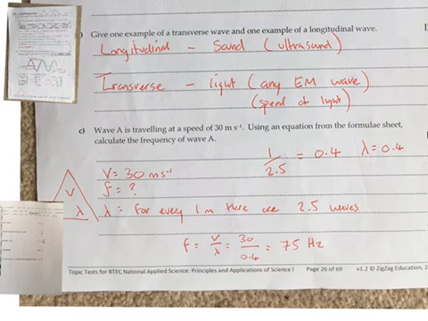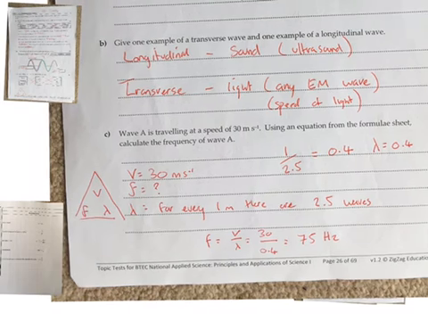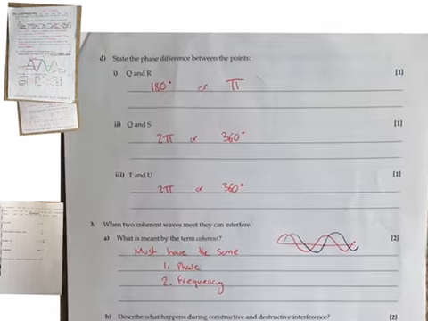I can use this triangle now. Remember, to cover the one you want. So I'm looking for frequency. So I put my thumb over frequency. Frequency equals v over lambda, which is 30, which I got from the question, the speed, and 0.4, which is my wavelength. And it comes out to be 75 hertz.